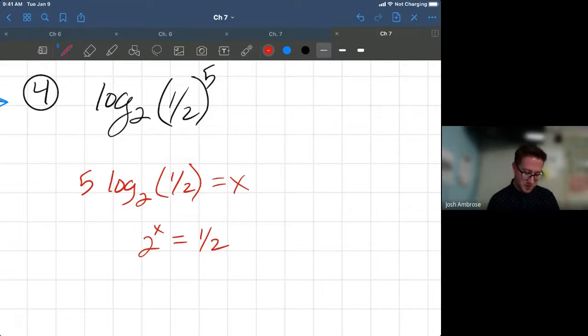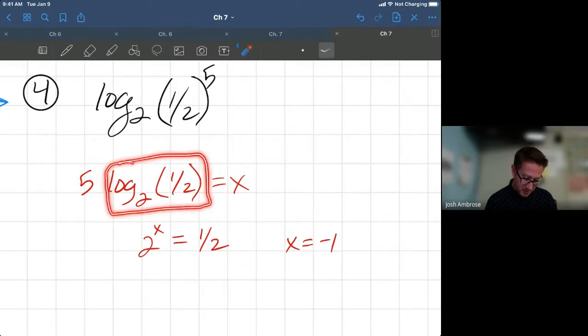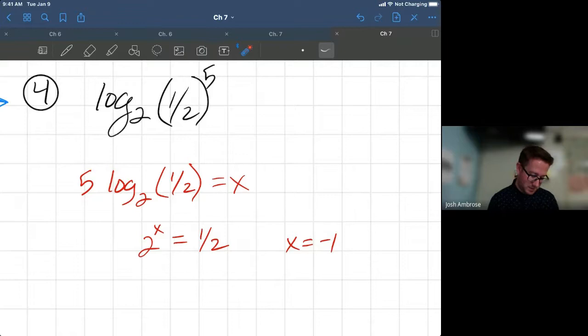You see you have a 2, and you see that you have basically a flipped 2, 1/2. That means the exponent must be a -1. All right, so we got to start getting used to this. X equals a -1. But we're not done yet, because now we need to incorporate the 5. So what we just figured out is that this right here equals -1. So now you need to take -1 and multiply it by 5, giving you a final answer of -5.